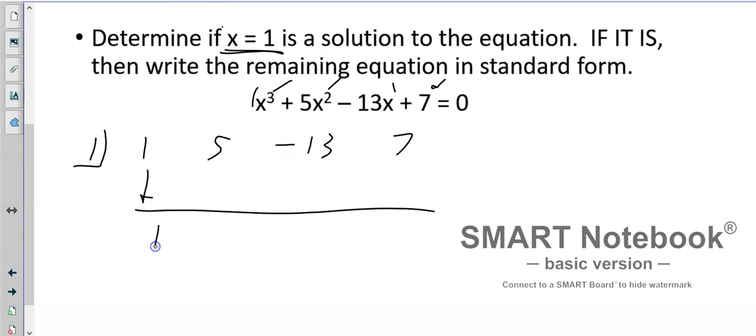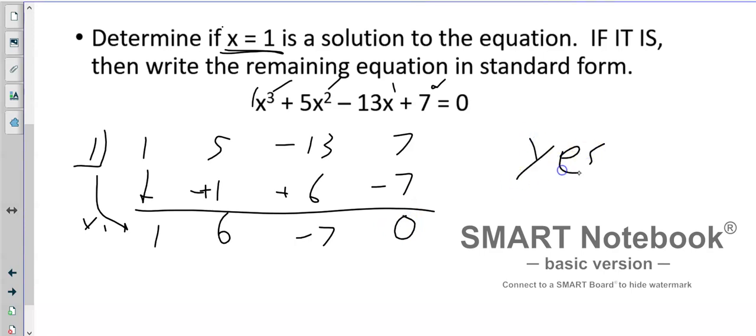We drop down the 1. We multiply by this 1 in the box. We add straight down. We multiply again by that 1. We add straight down. We multiply by that 1 again, add straight down, and we get 0. So the answer is yes. All right. It is a factor.